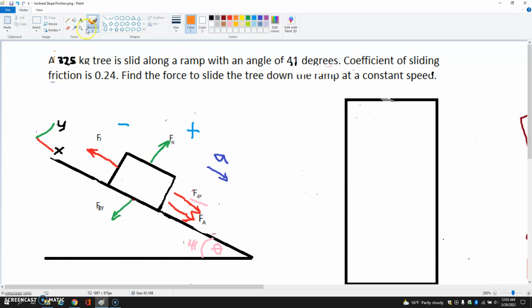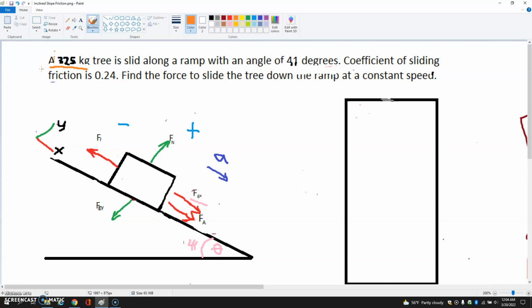So, we start out with the first one. This one's pretty easy. The problem goes: a 325 kilogram tree is slid along a ramp with an angle of 41 degrees. The coefficient of sliding friction is 0.24. Find the force to slide the tree down the ramp at a constant speed.